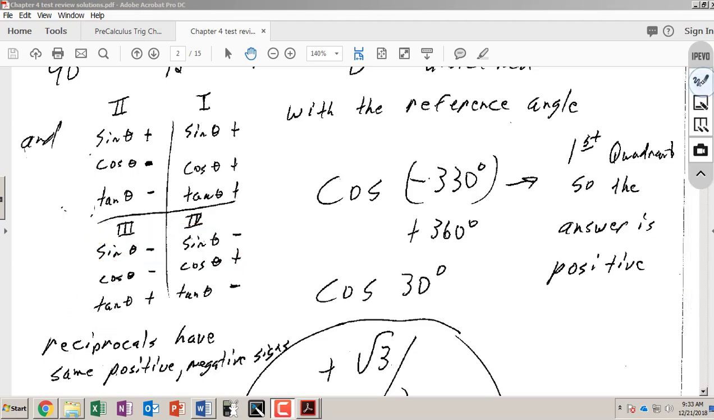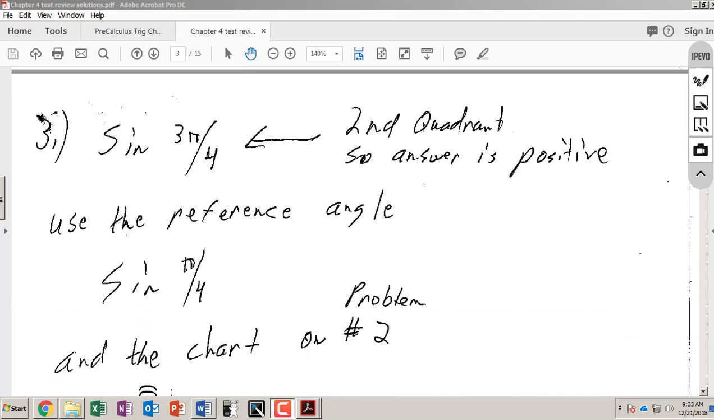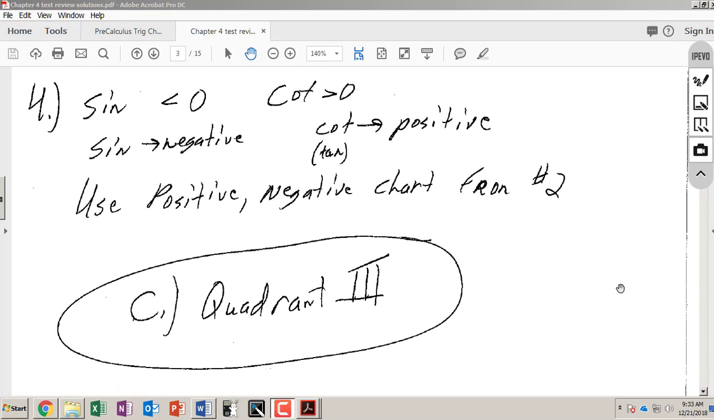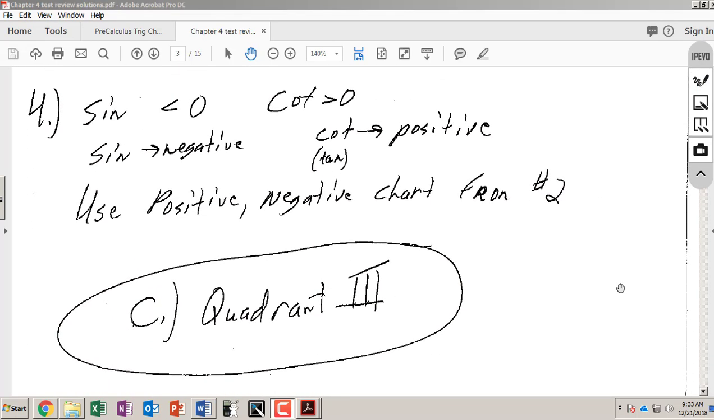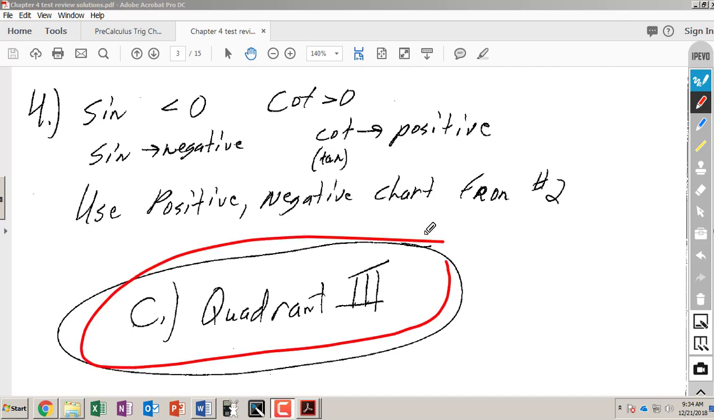So back to my problem on number 4. It wants to figure out which quadrant it's in. If the sine is negative and the tangent is positive, you just use your positive-negative chart from number 2, and this answer comes out to be C, which is the third quadrant.